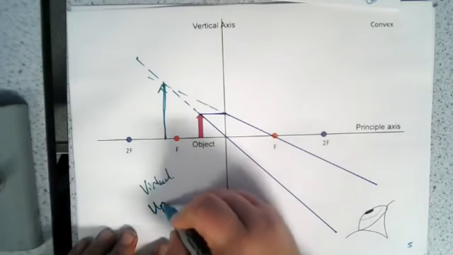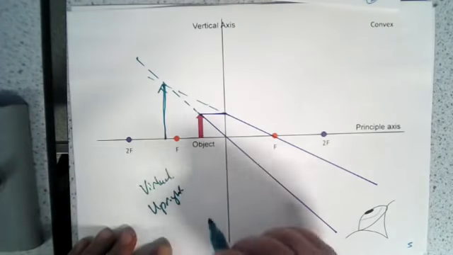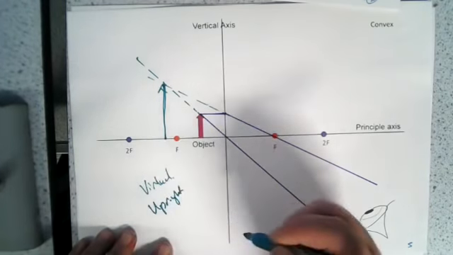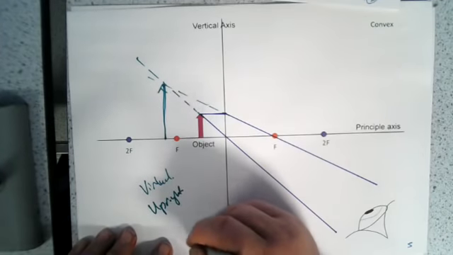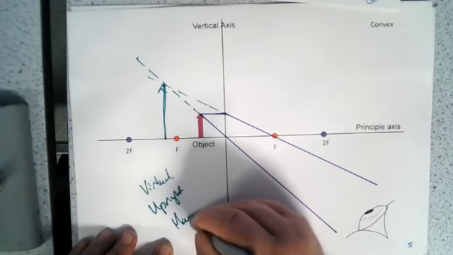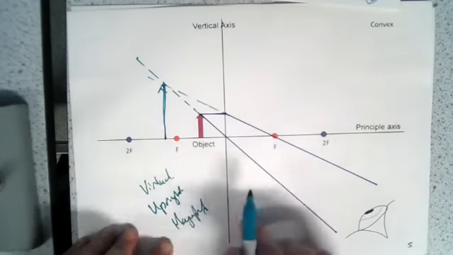It's upright and it's magnified. And you can see it's on the same side as the object.